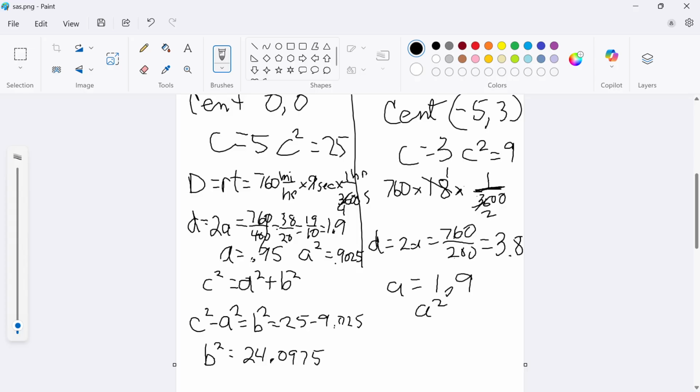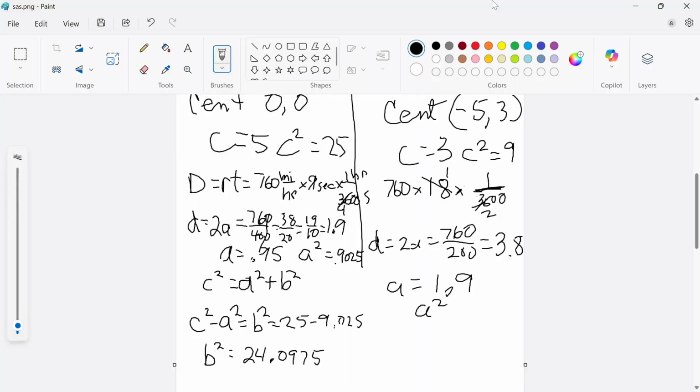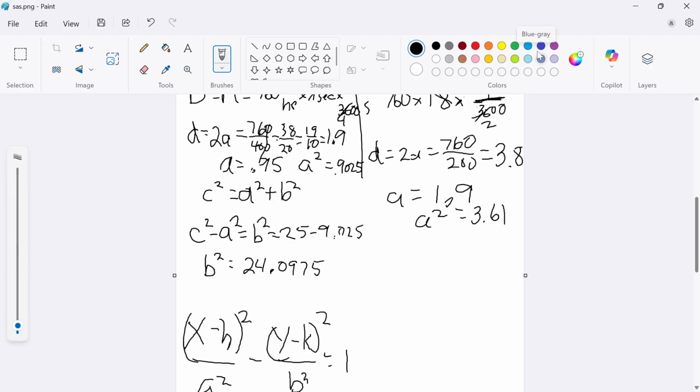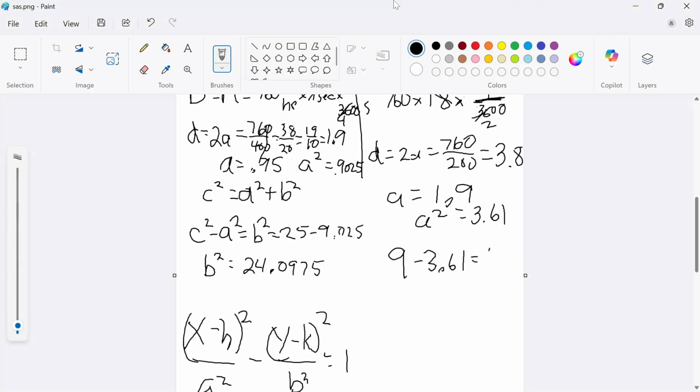a squared, well, I need 1.9 squared, is 3.61. And b squared again is c squared, which is 9, minus a squared, minus 3.61, which equals 5 point something. Remember, it's c squared, which is 9, minus a squared, which is 5.39.